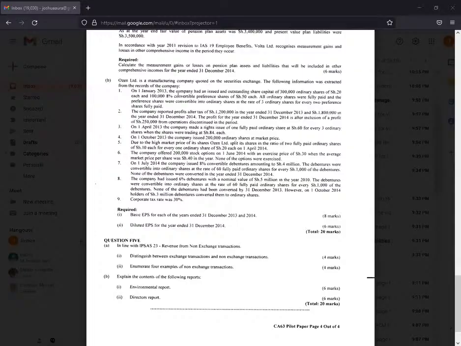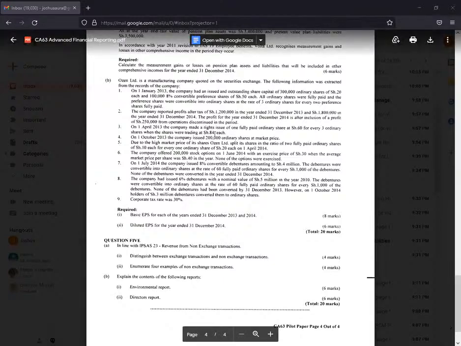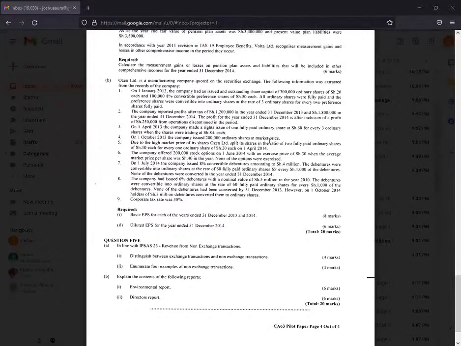Easy things. The company reported profits after tax of 1.2 million in the year ended 31st December 2013 and 1.8 million in the year ended 31st December 2014. The profit for the year ended 31st December 2014 is after inclusion of a profit of 250,000 from operations discontinued in the period. On 1st April 2013, the company made a rights issue of 1 fully paid ordinary share at 60 for every 3 ordinary shares when the shares were trading at 84 each. On 1st October 2013, the company issued 200,000 ordinary shares at market price.